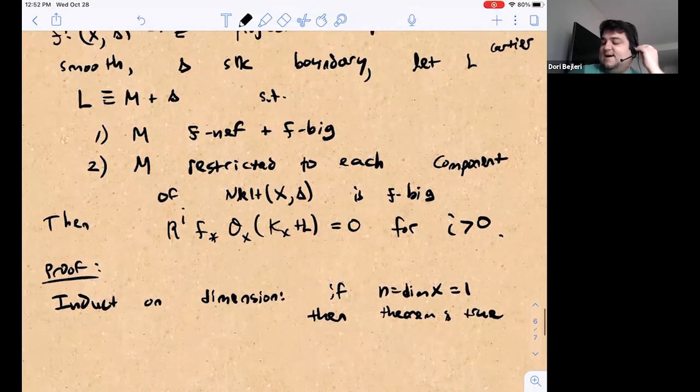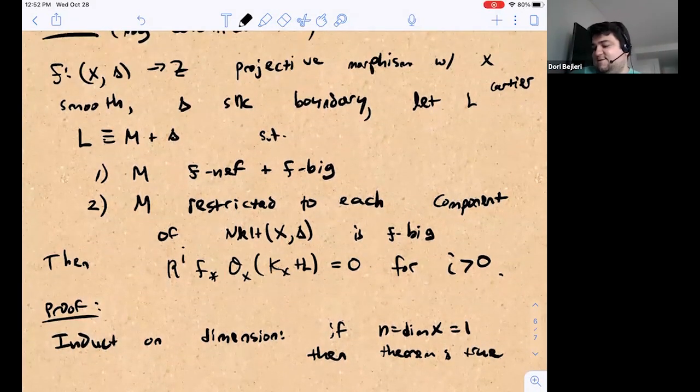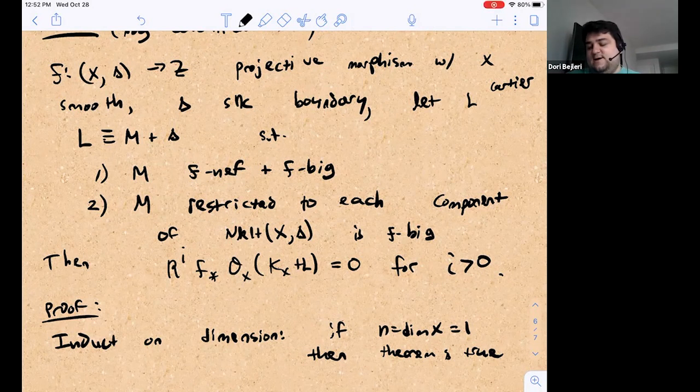This is actually slightly more subtle than it seems, I guess, because you really have two cases in dimension 1. X is either P1, in which case K_X is -2, but we're assuming that this L is of the form big and nef plus effective. So M has to be at least O of 1, or sorry, L has to be at least O of 1. And so K_X plus L is at least O of minus 1. And so in dimension 1, it really reduces to the fact that O of minus 1 also has vanishing cohomology on P1.